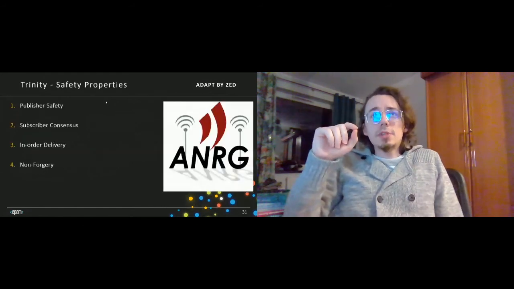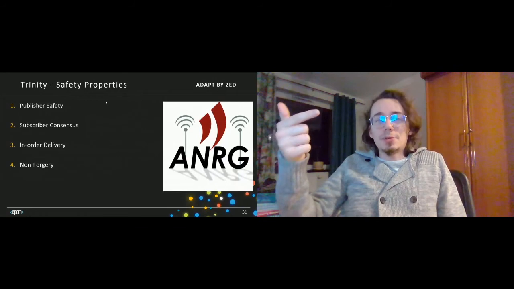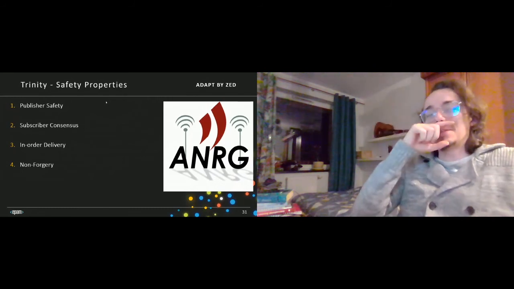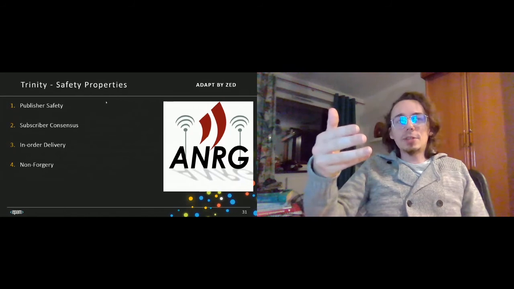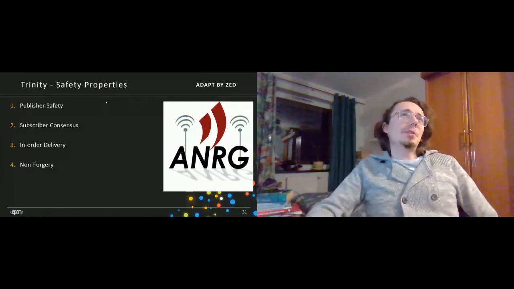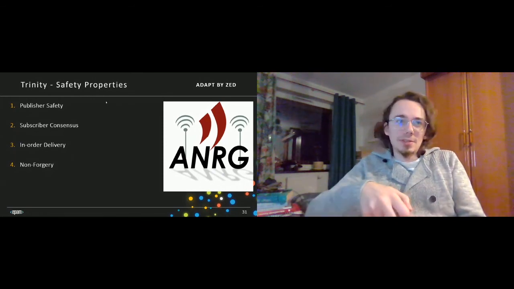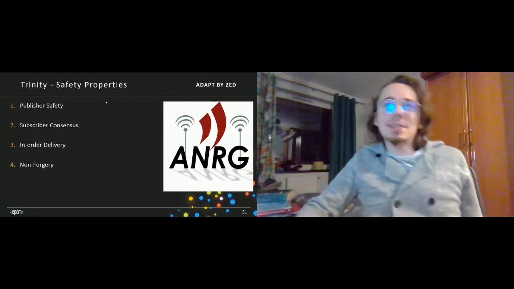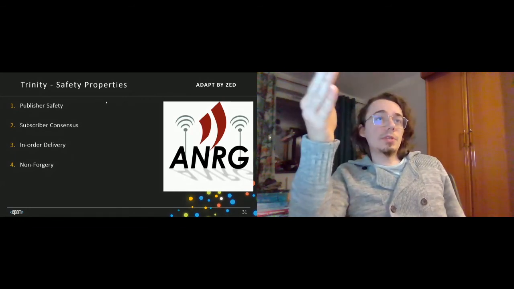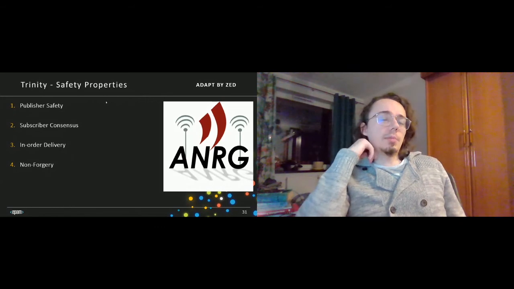And what is safety properties? Safety properties guarantees publisher safety, subscriber consensus, in order delivery, and no forgery. Guys, if I had more time, I would get into the details, but still, the documentation about it is available on the internet, so you can just read it. It's very nice. It's very novel in the way that they are just thinking what can go wrong and pointing this out and making defense against it. So yeah, this is a novel, very scientific approach. The liveness property means messaging from any correct publisher are delivered to correct subscribers within a bounded delay.